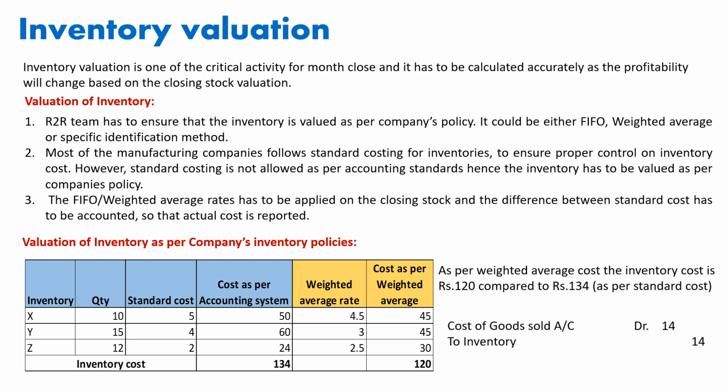So what entry are you going to post? Cost of goods sold account debited 14 to inventory 14, because 134 is higher by 14 rupees compared to 120. So you're reducing the inventory and increasing the cost of goods sold.